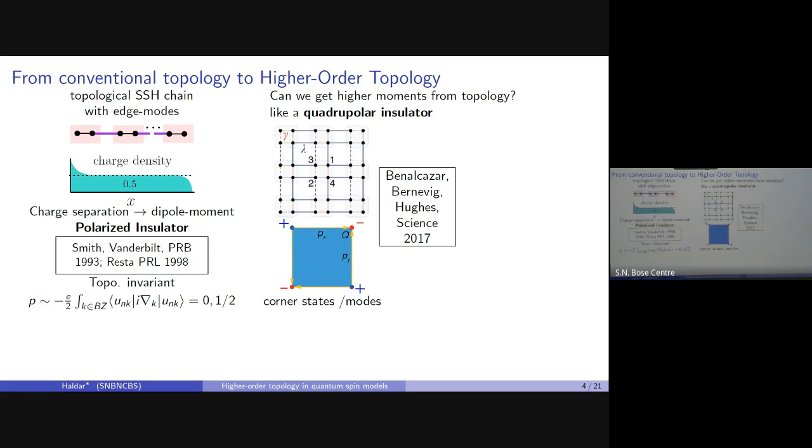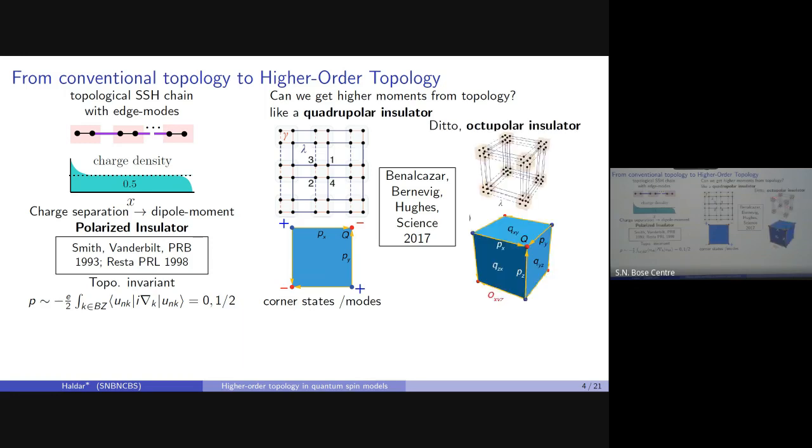What about an octopolar insulator? Yes, you can do the same thing, stacking in the z direction. Then you will see that the corner modes are localized at the corners of your cube, and the charge distribution will be such that all the blue corners will be plus, all the red corners will be minus, and you will see it only has an octopole. Okay. So you can see that there is a hierarchy that we can build, right?